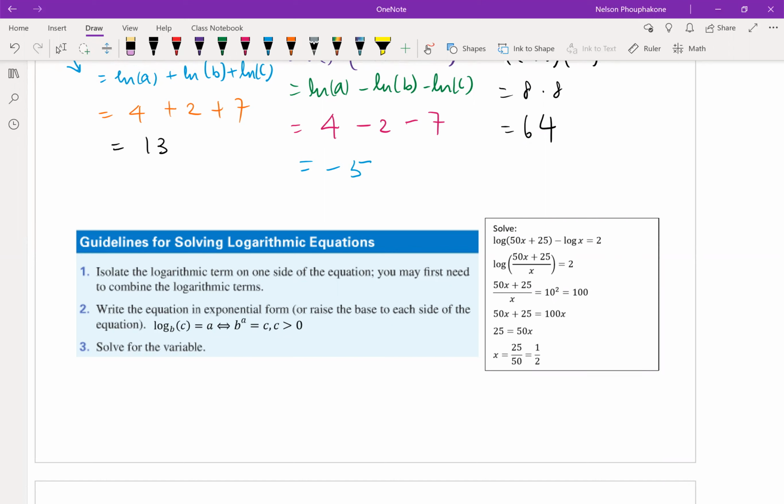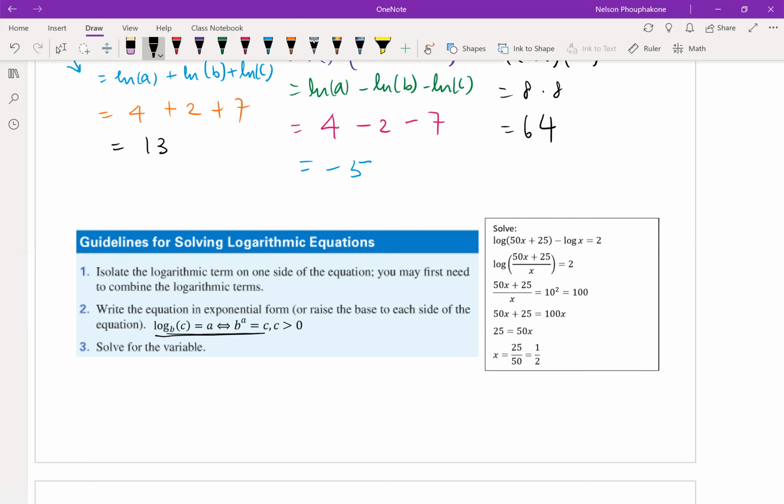First, we would like to isolate the log term on one side of the equation. You may first need to combine the log terms. And second, we are going to write the equation in exponential form. For example, log base B of C equal to A, provided that B to the A equals C, right? Remember this? And then, of course, the last step is we solve for the variable.